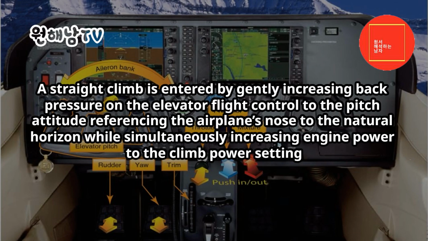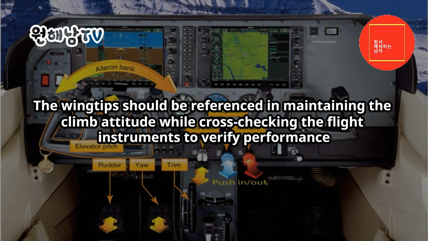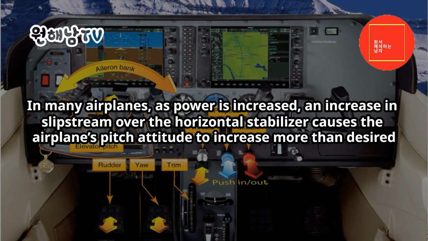Establishing a climb. A straight climb is entered by gently increasing back pressure on the elevator flight control to the pitch attitude, referencing the airplane's nose to the natural horizon, while simultaneously increasing engine power to the climb power setting. The wingtips should be referenced in maintaining the climb attitude, while cross-checking the flight instruments to verify performance. In many airplanes, as power is increased, an increase in slipstream over the horizontal stabilizer causes the airplane's pitch attitude to increase more than desired.